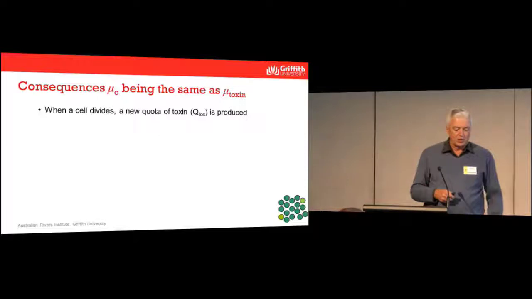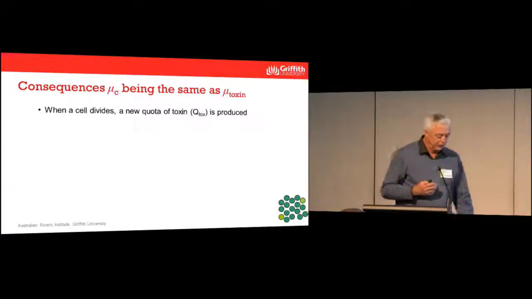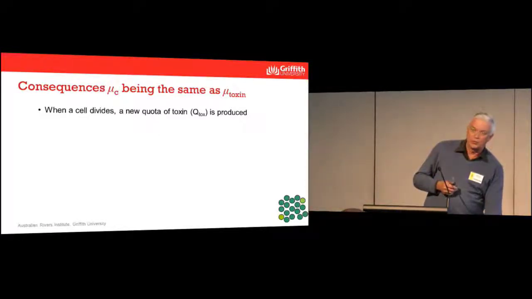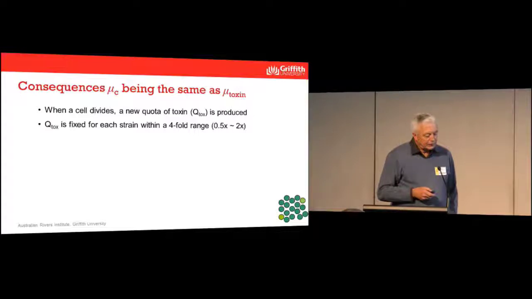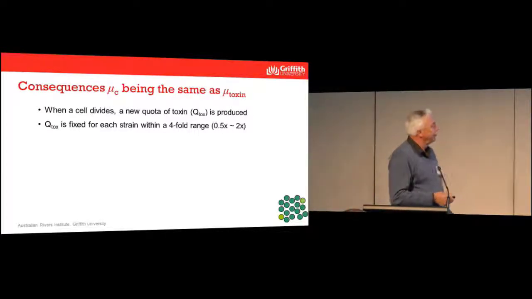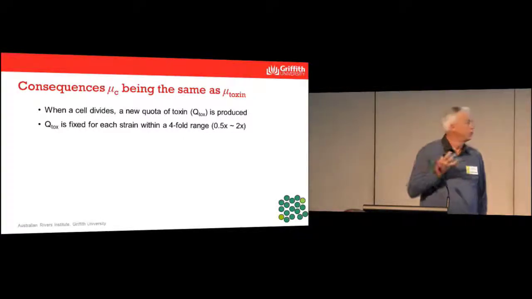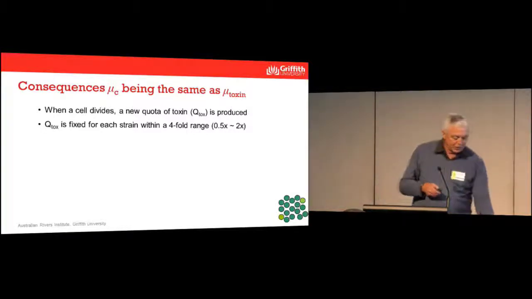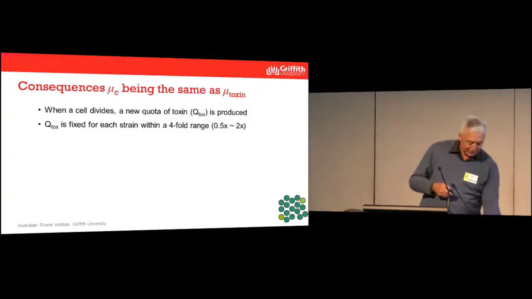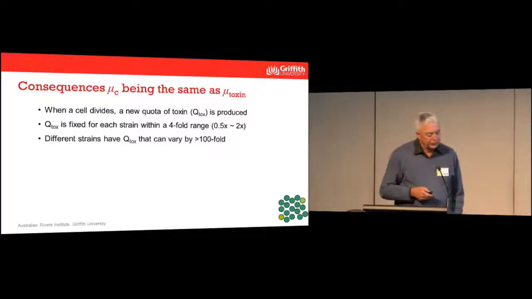So when a cell divides, a new quota of toxin is produced, and we can tell when that toxin is produced depending on what the Q value of that particular culture is. We know that Q will range over a fourfold range, from 0.5 to 2 times, and we actually saw that in the previous talk, where we were looking at the toxin content of a cell, and it was ranging over a fourfold range depending on the iron that was in the culture.